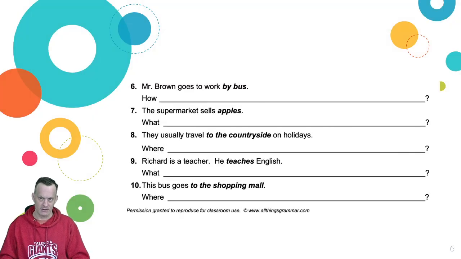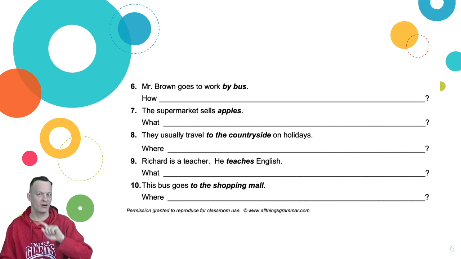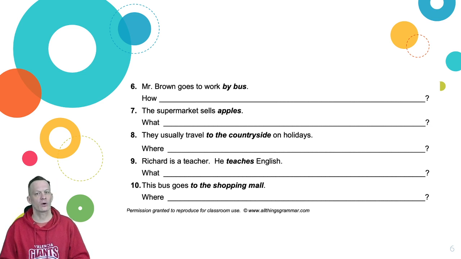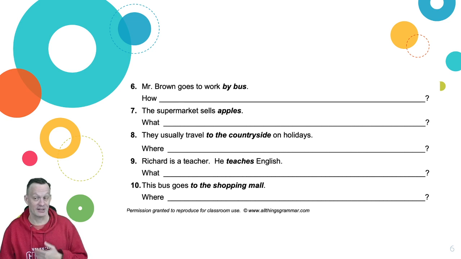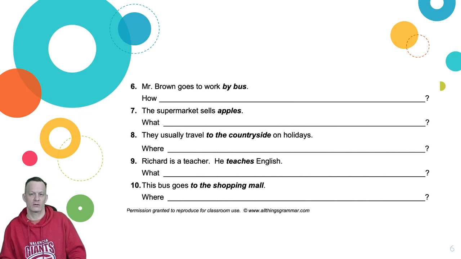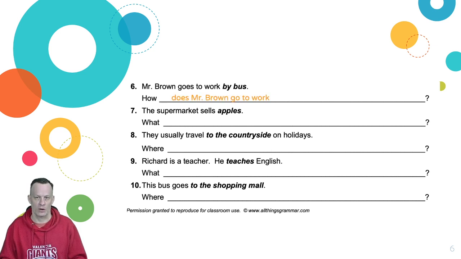Number 6, continuing with these present questions, but now we cannot see the table. We have to remember, you cannot see the examples above. Mr. Brown goes to work by bus. How does Mr. Brown... Oops, I almost told you the answer. I will tell you the answer. So, how is the question. Now we're looking for an explanation. We're looking for the way that he does something. How does Mr. Brown go to work? He goes to work by bus.